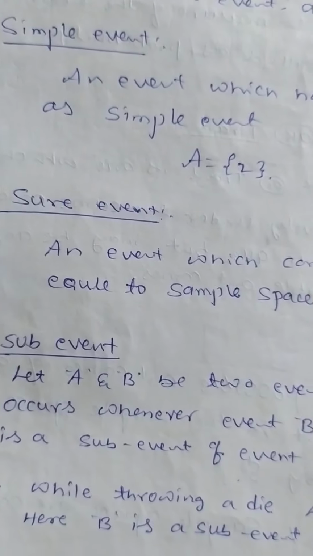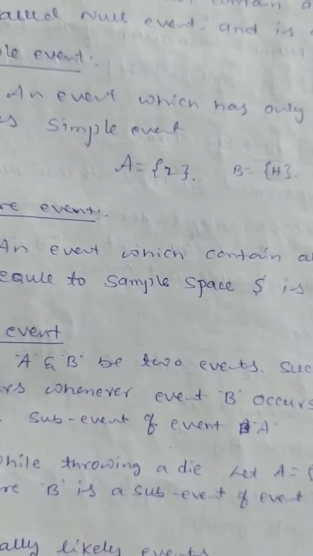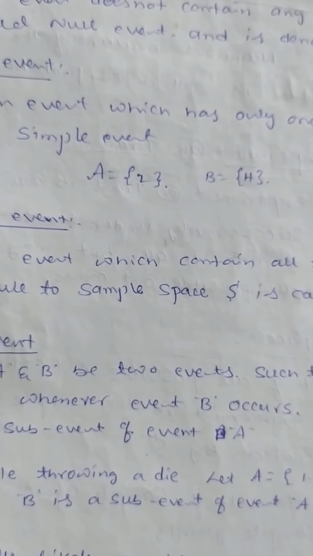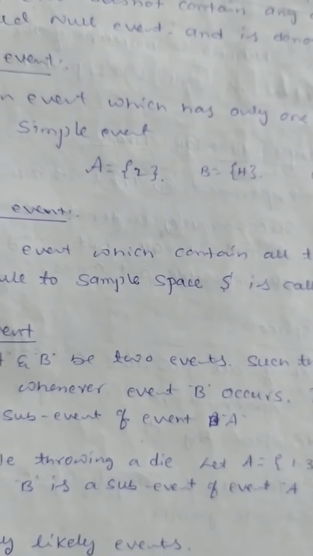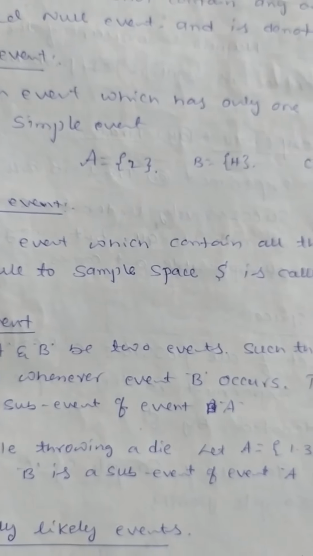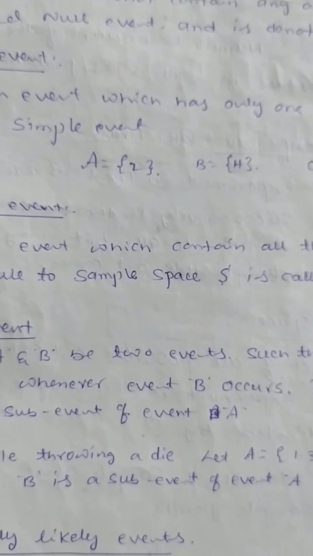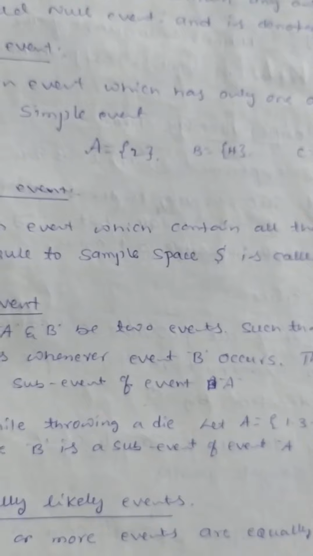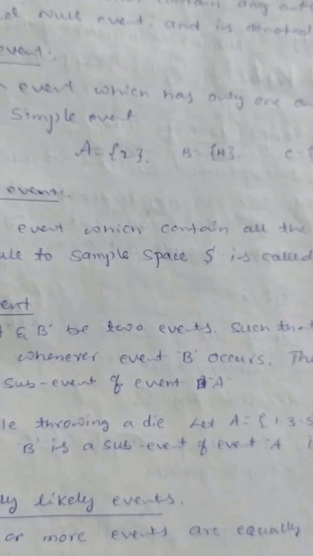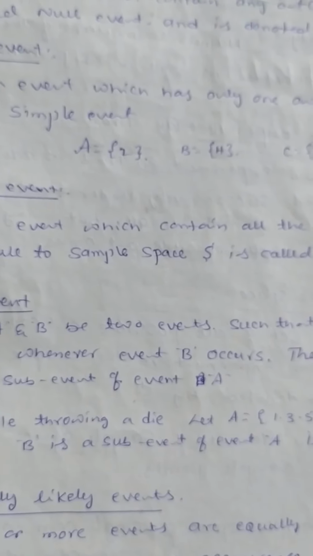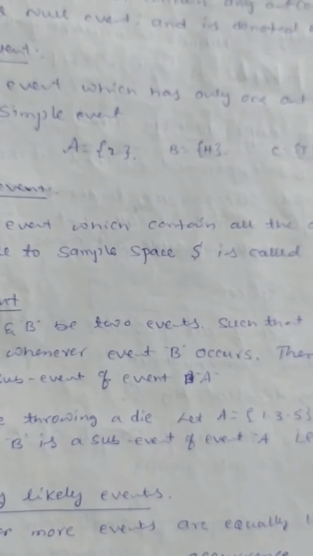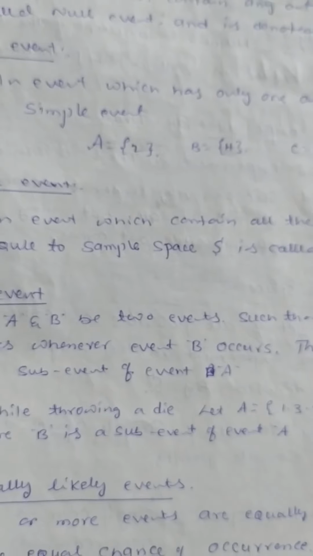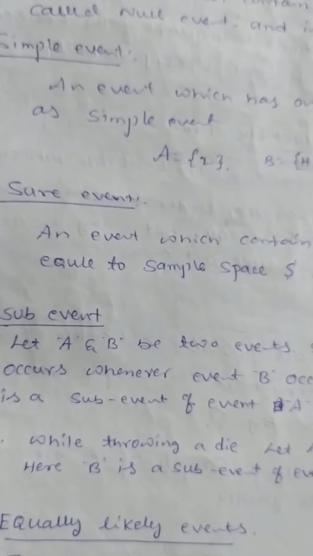Okay. Next, sure event. Sure event means an event which contains all the outcomes and is equal to the sample space. That means a sure event is an event which is equal to the sample space. It contains all the outcomes. Say for example, S equal to {1, 2, 3, 4, 5, 6}, A equal to {1, 2, 3, 4, 5, 6}. It contains the same outcomes. Therefore, A is called a sure event.